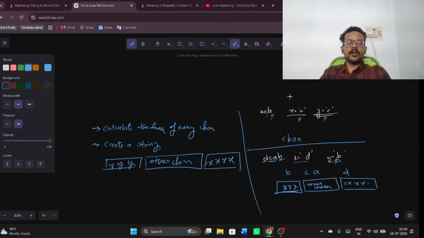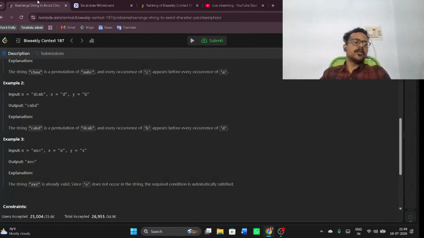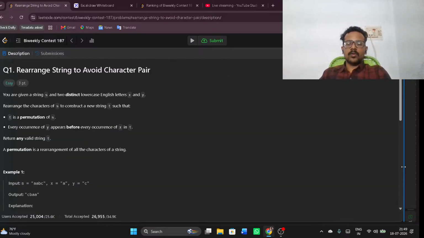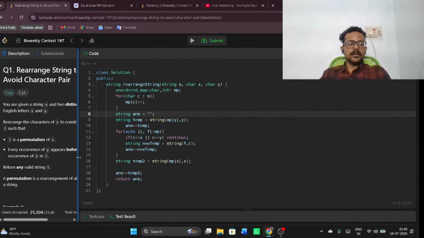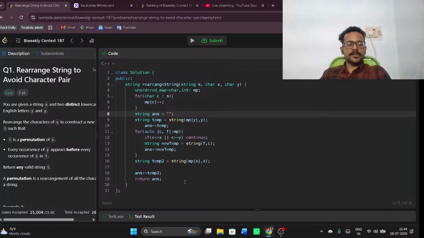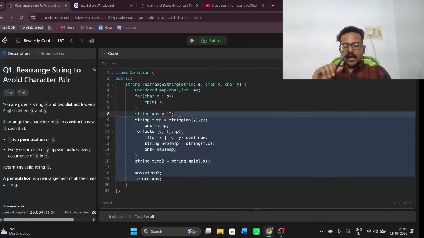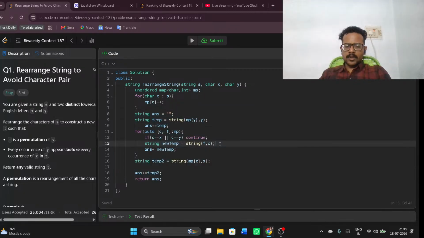And if you solved it in another way, please let me know. Rearrange string to avoid character pair, right? So that's the question, and this is how I have solved it. Let me know how many of you have solved the first three problems or just this problem. Let me know how many have solved today's contest, all four problems.